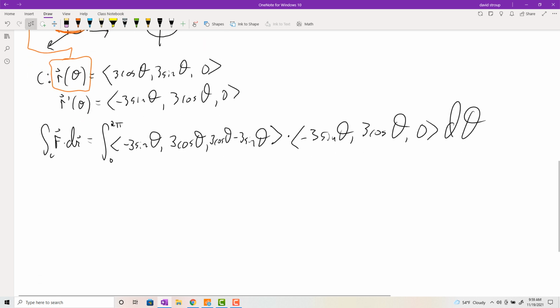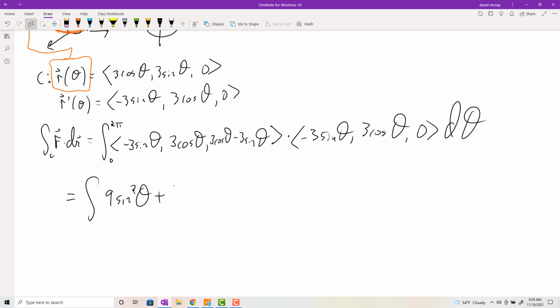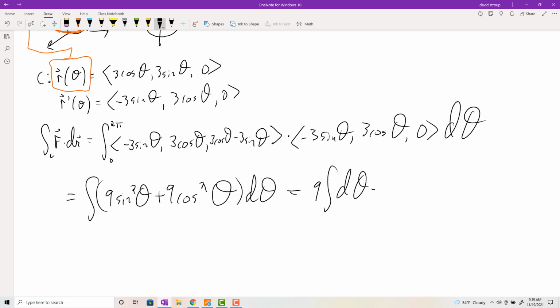go. So this will be the integral of 9, well, that's going to work nicely, right? 9 sine squared plus 9 cosine squared plus 0 d theta. Sine squared plus cosine squared is 1, so I'll just have the integral of d theta, factor out the 9. That will be 9 theta from 0 to 2 pi, and of course that will just be 18 pi.